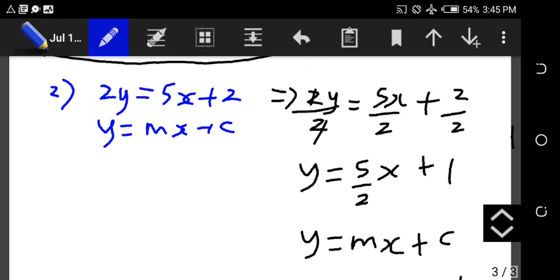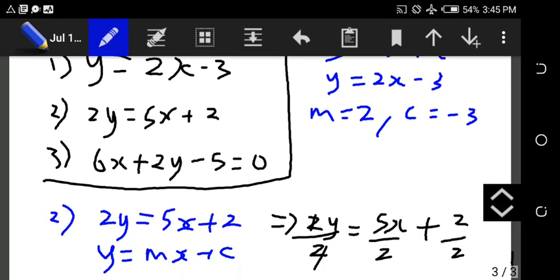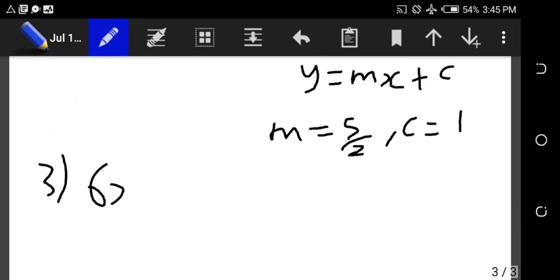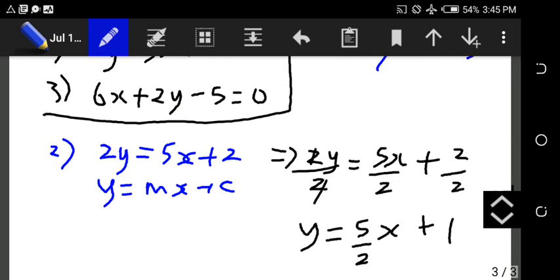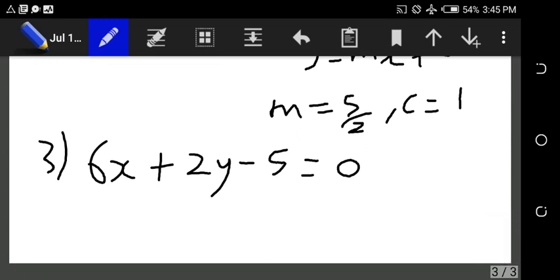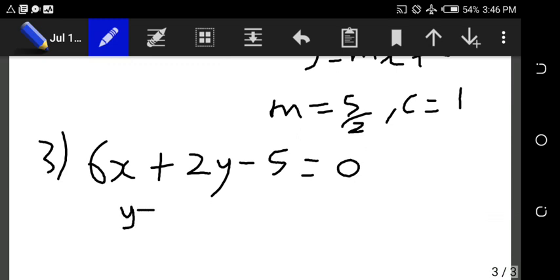Now let's consider the third example, that is number 3: 6x plus 2y minus 5 is equal to 0. Let me check, 6x plus 2y minus 5 is equal to 0. Now we want to find the slope, that's the gradient m, and the intercept c of this equation of a straight line. When we write our general form, y is equal to mx plus c, they have no resemblance at all.